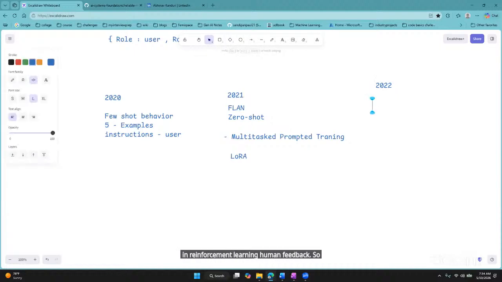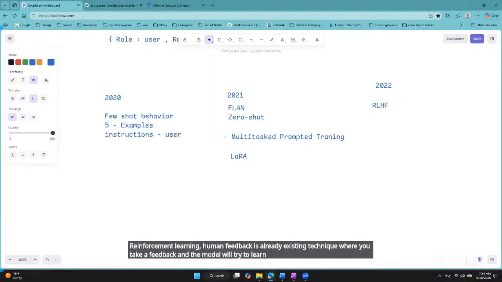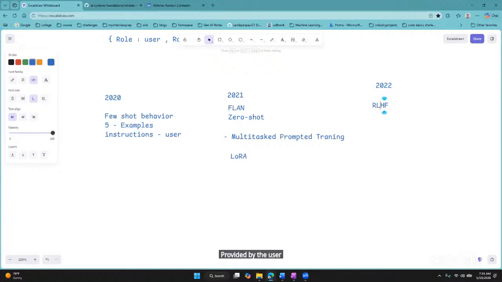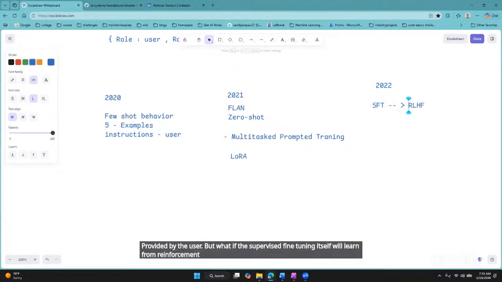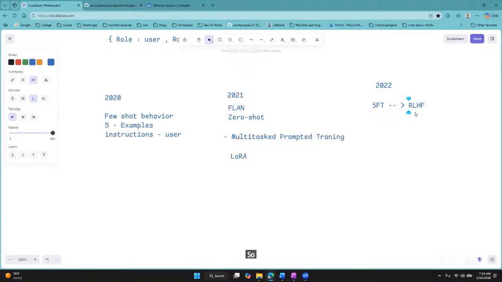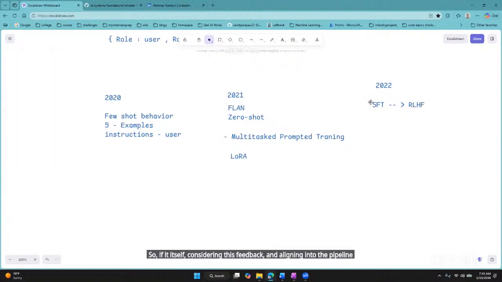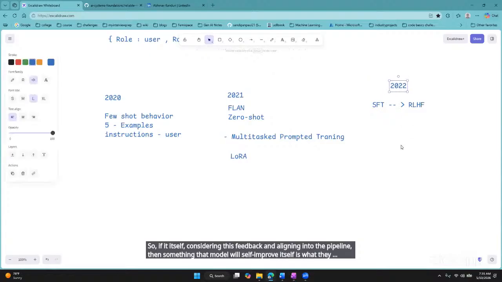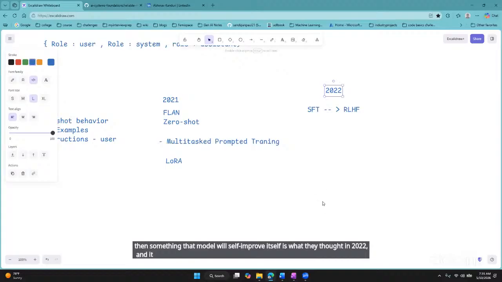At this stage, reinforcement learning human feedback is already an existing technique where you take a feedback and the model tries to learn the feedback provided by the user. But what if the supervised fine-tuning itself learns from reinforcement learning human feedback? If it considers this feedback itself and aligns it into the pipeline, then the model will self-improve. That is what they thought in 2022, and it got achieved.